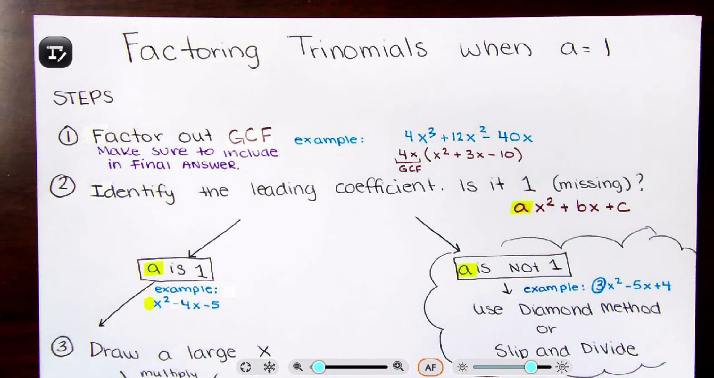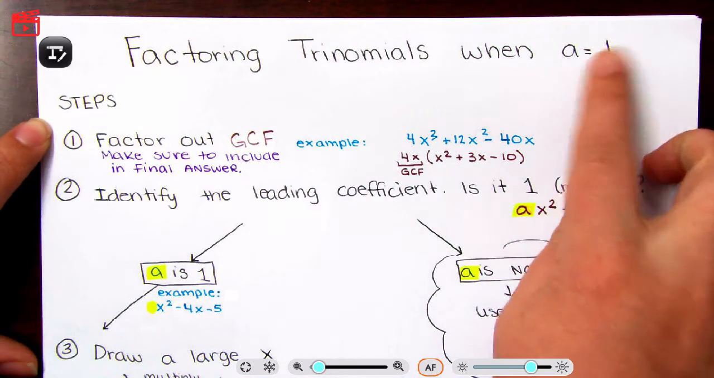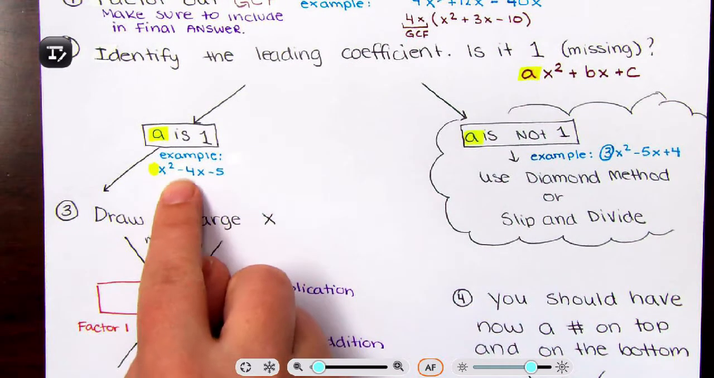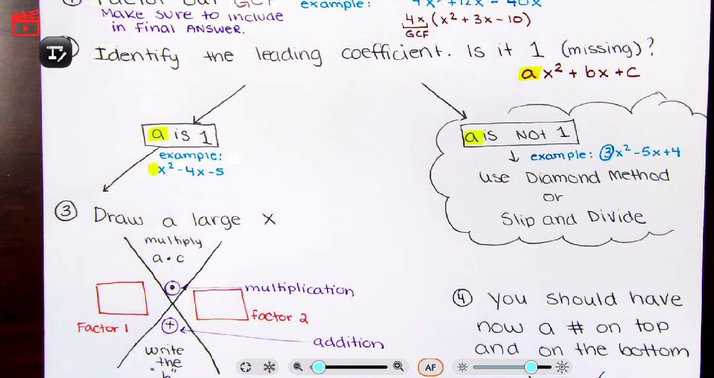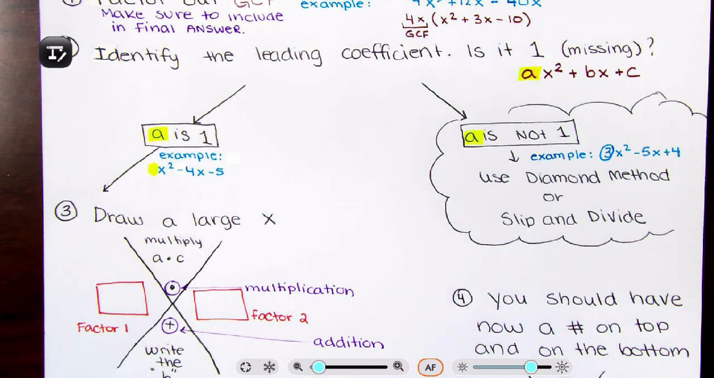If it is not 1, that's a separate video, and we will do a diamond method or a slip and divide. In my class, I prefer the slip and divide method. However, I do have videos on the diamond method. Since we are doing a video here on when our leading coefficient is 1, let's go ahead and assume the leading coefficient is 1. For example, here, x squared minus 4x minus 5. Notice I already pre-highlighted that there is no number in front of x squared. That means it is 1, but mathematicians are lazy, and so we don't actually write 1 there.